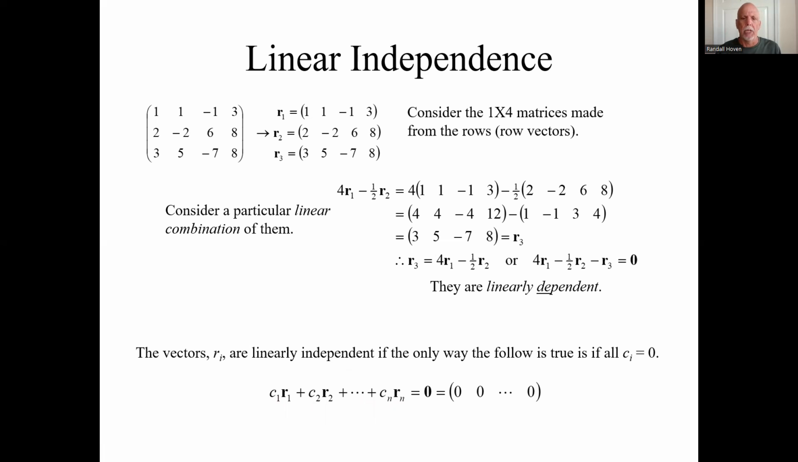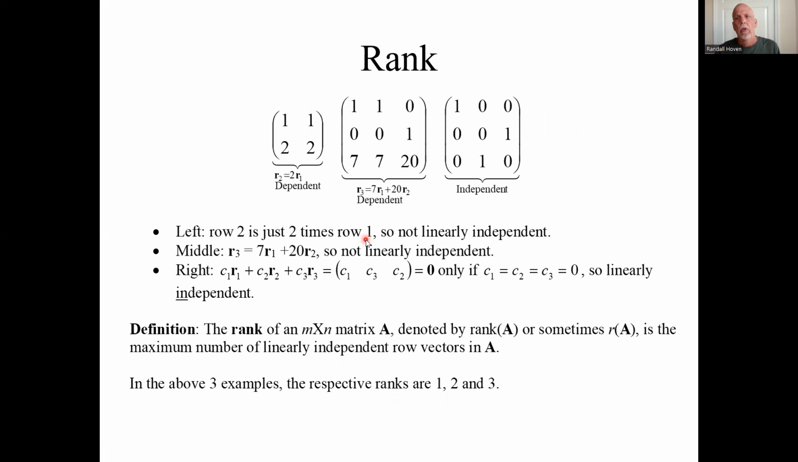Think about that a little bit, and it's the same as this. If this is true only if all the C's are 0, that means none of these R's can be expressed as a linear combination of the other R's. They are linearly independent. So that's the concept of linear independence.